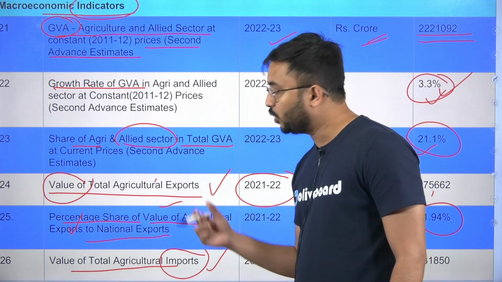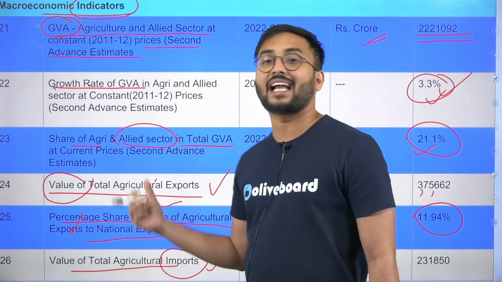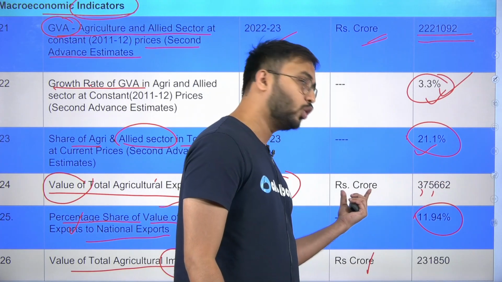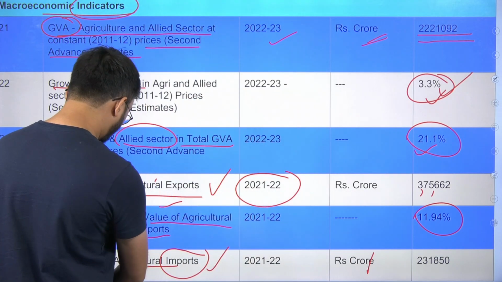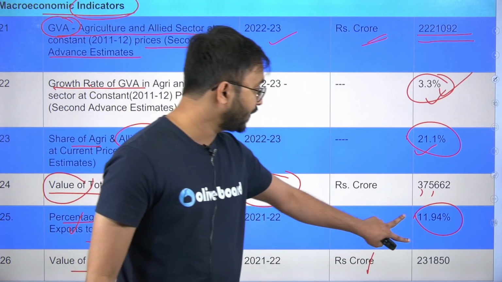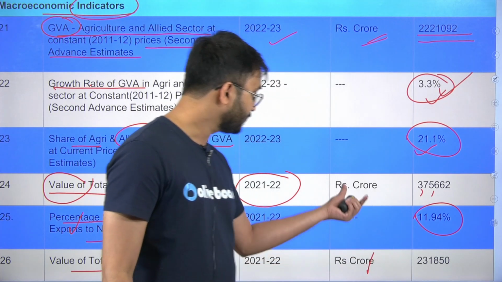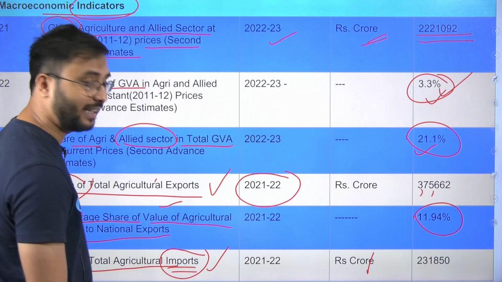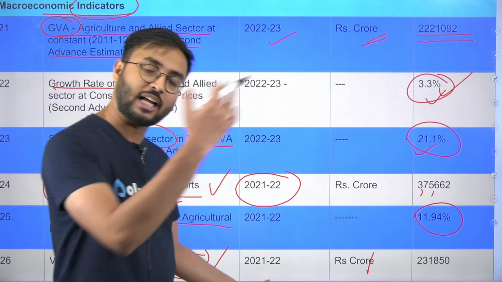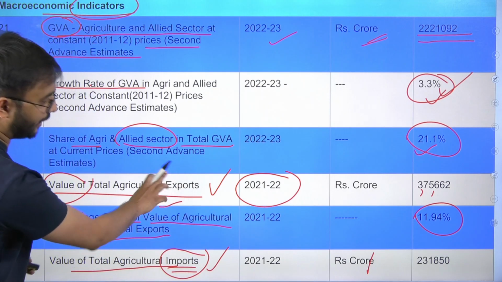Why? Export is the total amount of rupees which India gets by exporting these agricultural products. How much do we get? It is 3,75,662 crore rupees. And what is the import? Here the import value is 2,31,850 crores. So the difference, if you see, is almost 1 lakh crore rupees. So export minus imports is positive in nature. Therefore this agricultural trade which we are doing internationally through export and import is good for our balance sheets.